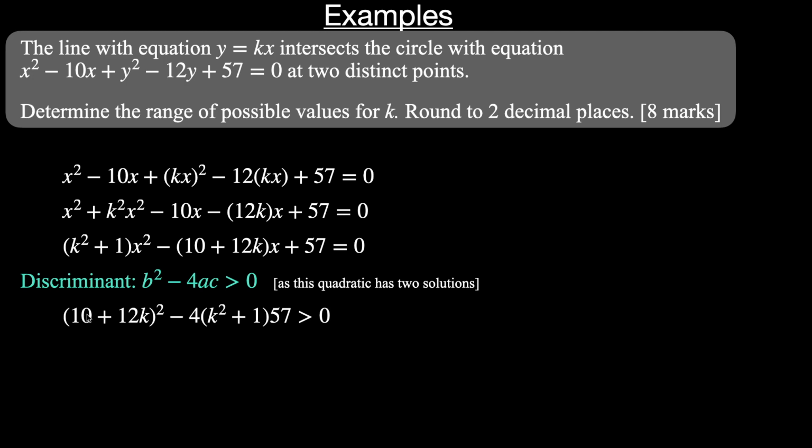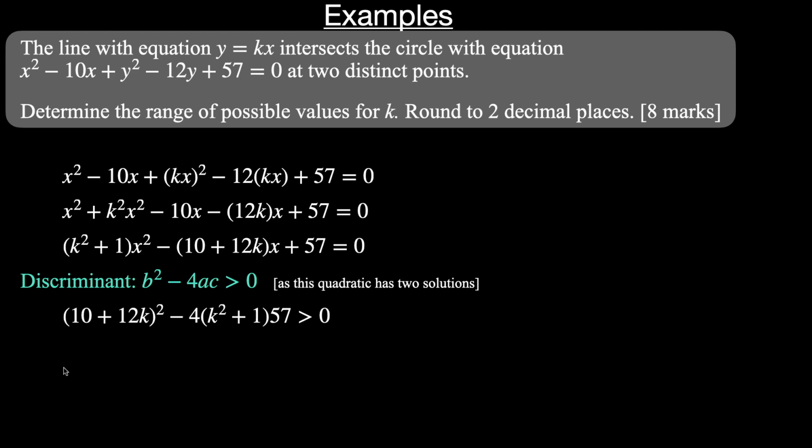So B is 10 plus 12K all squared. You could substitute in negative 10 plus 12K, but because we're squaring it, it's still going to be the same. Then A is K squared plus 1, so 4 times K squared plus 1 times 57, and this needs to be greater than 0 for this quadratic to have 2 solutions. Let's go ahead and expand out these brackets and simplify.